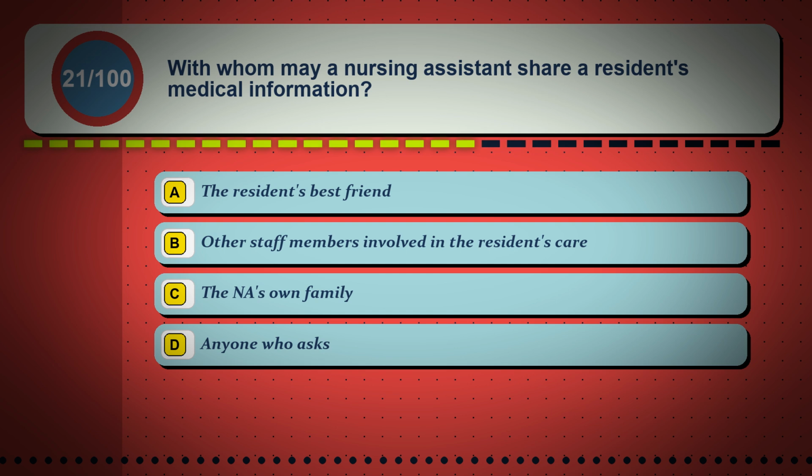Option A. The resident's best friend. Option B. Other staff members involved in the resident's care. Option C. The NA's own family. Option D. Anyone who asks.